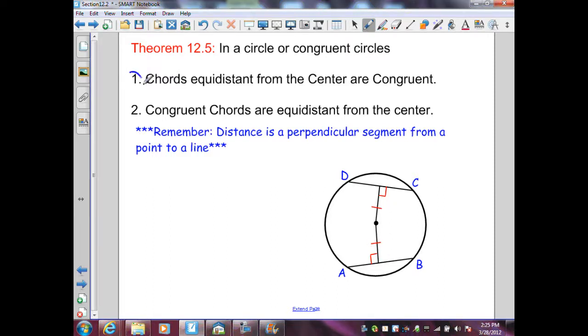Therefore, this theorem tells me that if these two chords are the same distance from the center, then these two chords are congruent. Therefore, segment DC is congruent to segment AB.